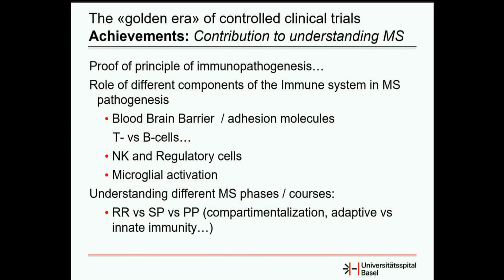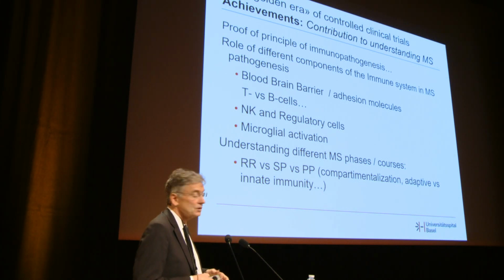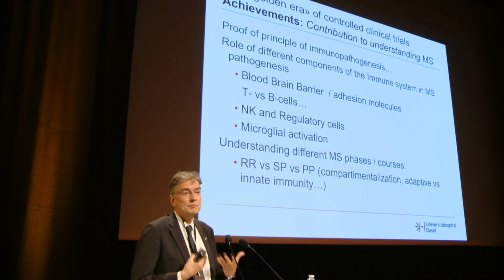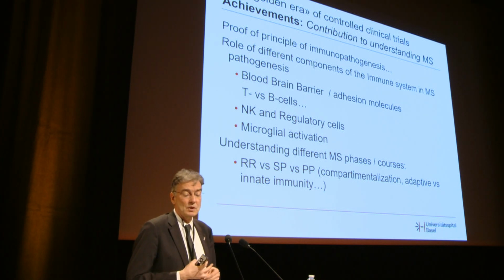So first of all, the principle of the role of immunopathogenesis was established with these trials in the human disease. We have better understood the role of different components of the immune system. The blood-brain barrier was a very important first understanding, with therapeutic consequences, as were the respective roles of T and B cells. You heard already today some of the most recent insights on that: natural killer and regulatory cells, macroglial activation in the pathogenesis. All these aspects have been brought to our attention through therapeutic testing and understanding the mode of action of different substances.